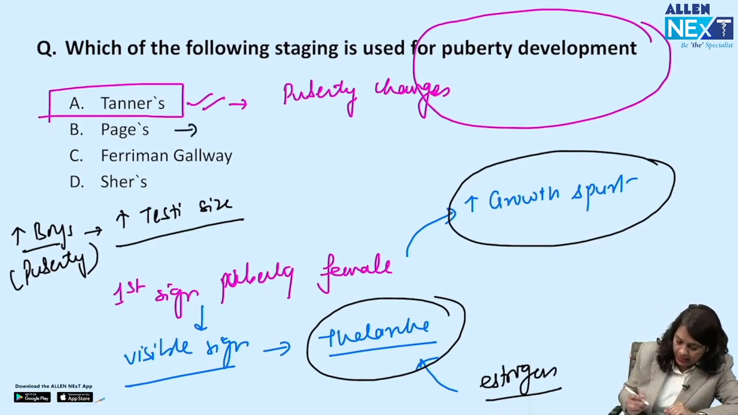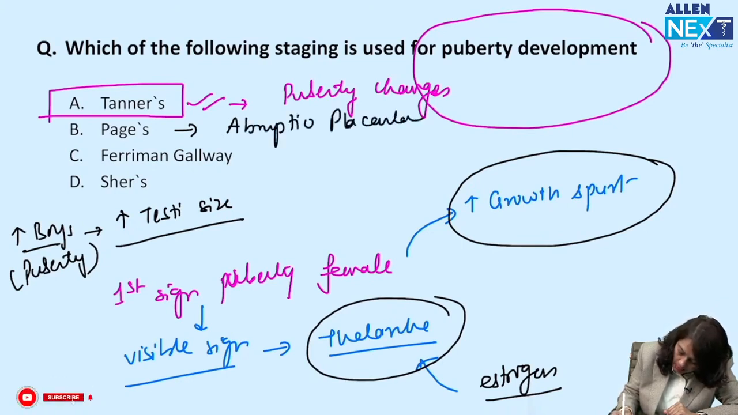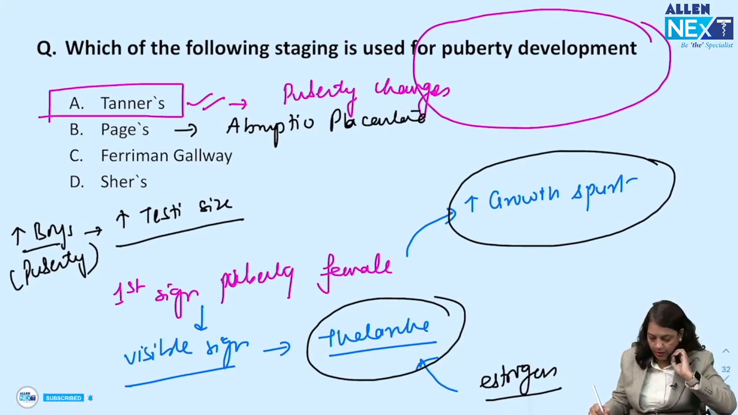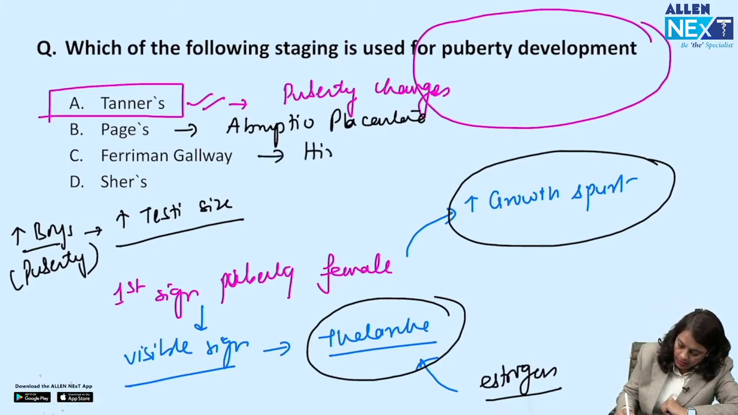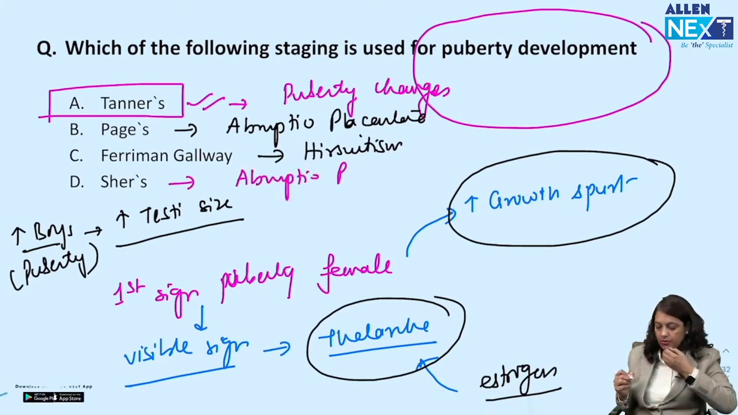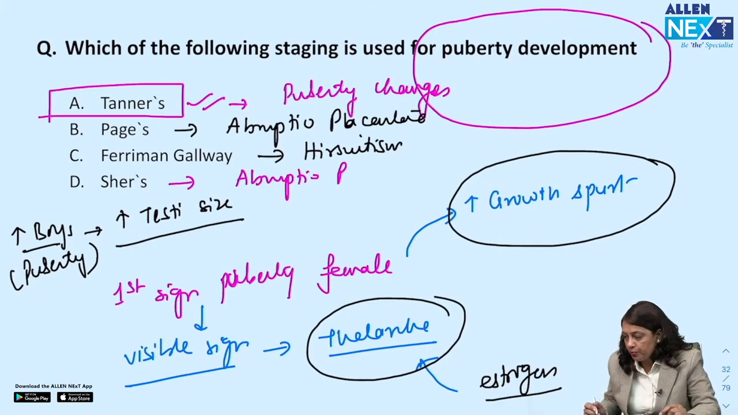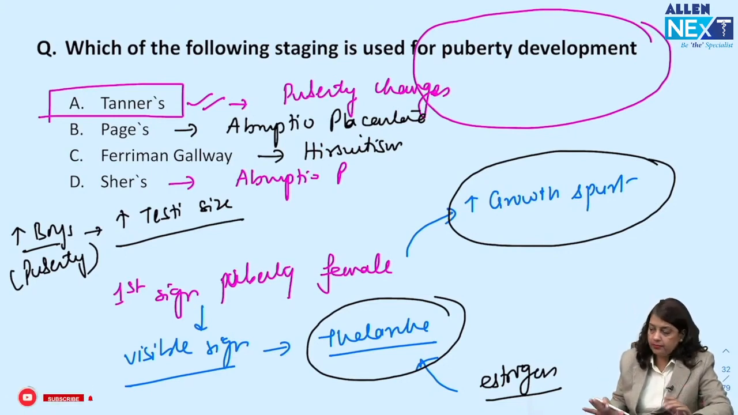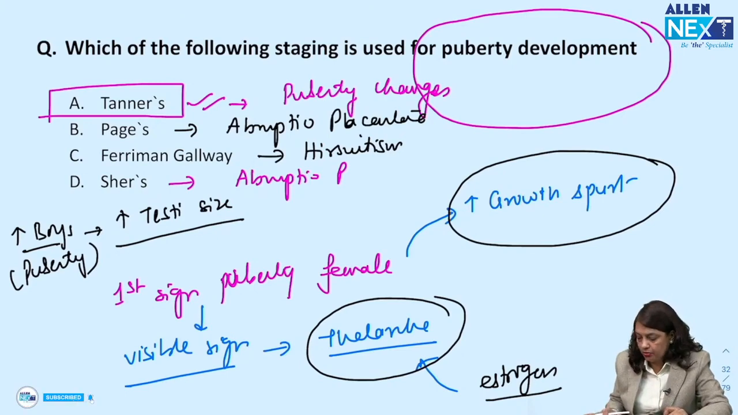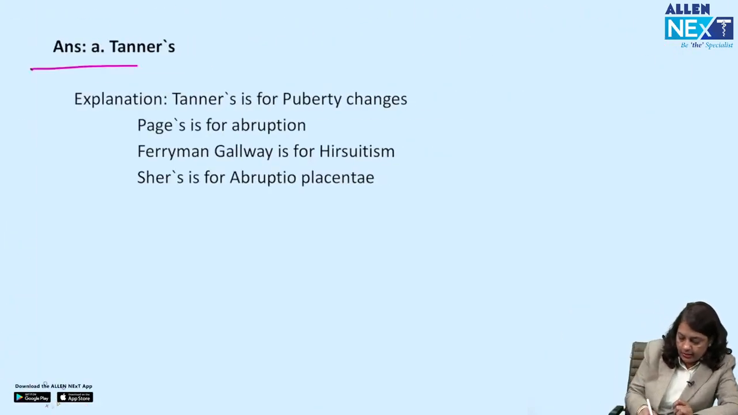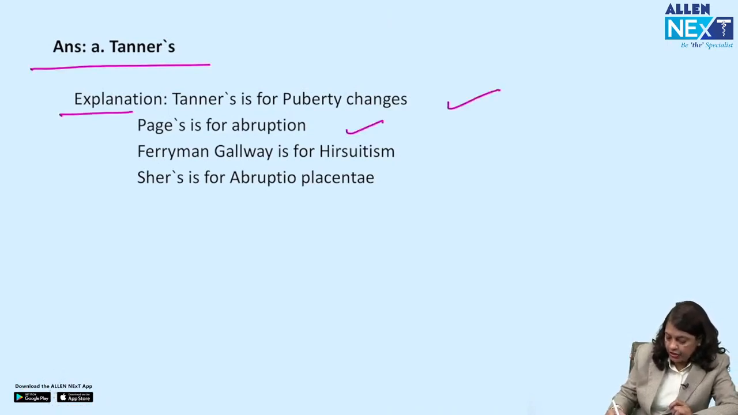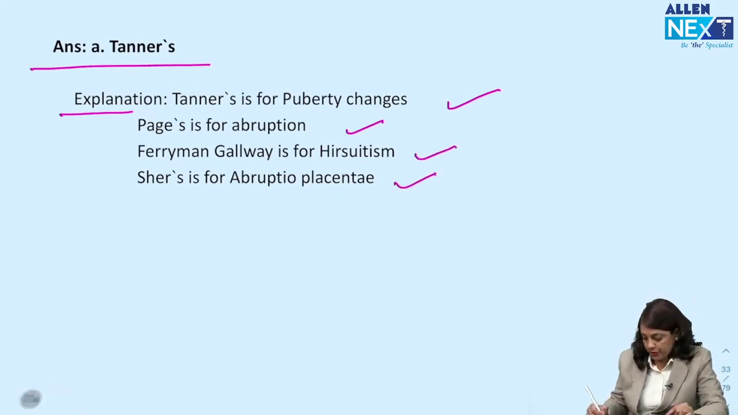Now, Page's classification is for grading of abruptio placentae. Ferriman Gallwey is for hirsutism. And Scher's classification is again for abruptio placentae. So Tanner's is for puberty changes. Fine. I hope it is getting clear to all of you. So Tanner's is the answer. Tanner's for puberty changes, Page's is abruptio, Ferriman Gallwey is for hirsutism, Scher's is for abruptio. Okay.